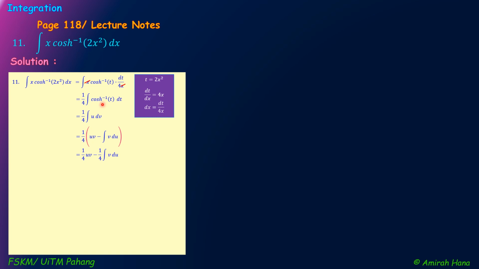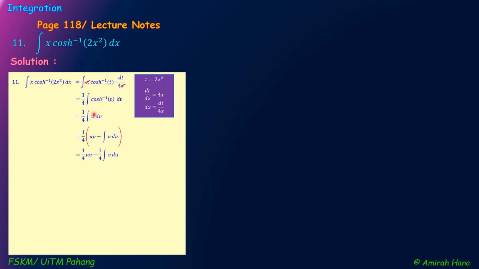And then from here, we can use integration by parts. When we use integration by parts, we choose inverse cos t equals to u. That's why I used the symbol t earlier instead of u for the substitution, because later in integration by parts we need to use the symbol u again. I'm afraid you'll be confused.